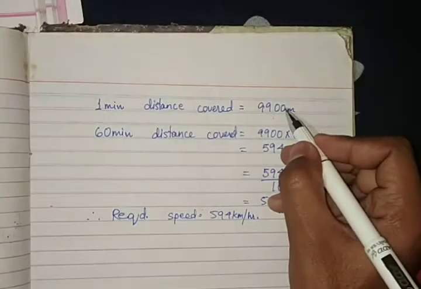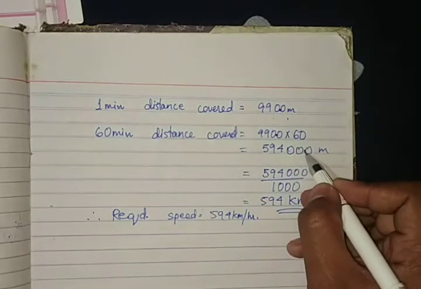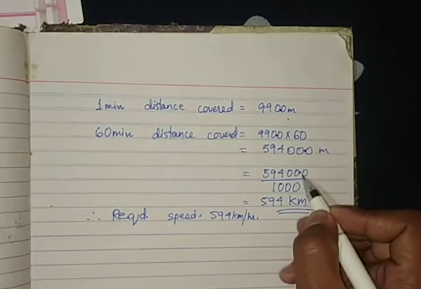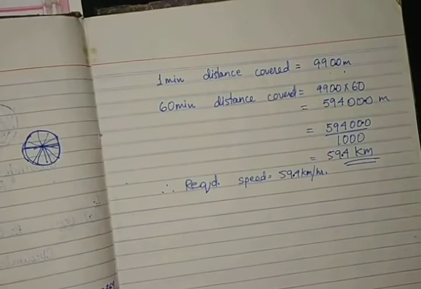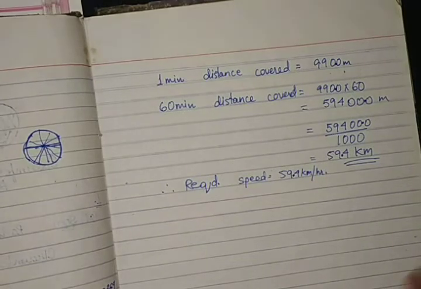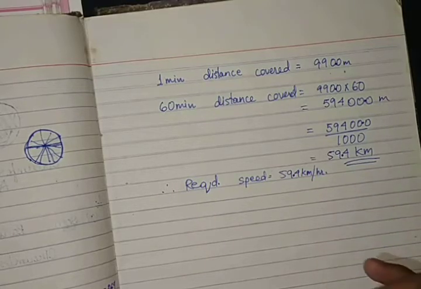This decimal will come here also, and then before the 3 digits it will be 59.4 kilometer per hour. The speed will be 59.4 kilometer per hour. Similarly, question number 8 can be done. Now let us see question number 9.